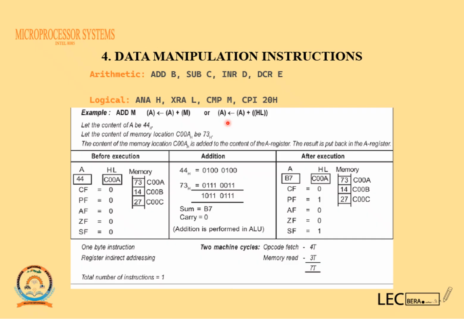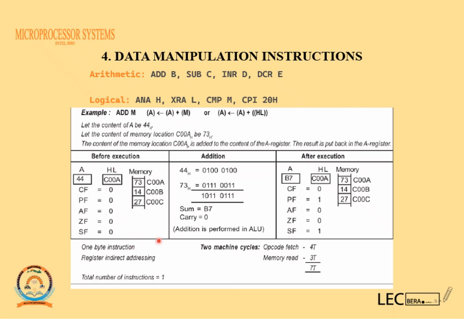We have an example here. Let the content of the accumulator be 44H, and let the content in memory location C00AH be 73H. So we have 44H and 73H hexadecimal numbers. The content of the memory location, which is this one, is going to be added to the accumulator, which is register A. The result is going to be stored back in the accumulator.